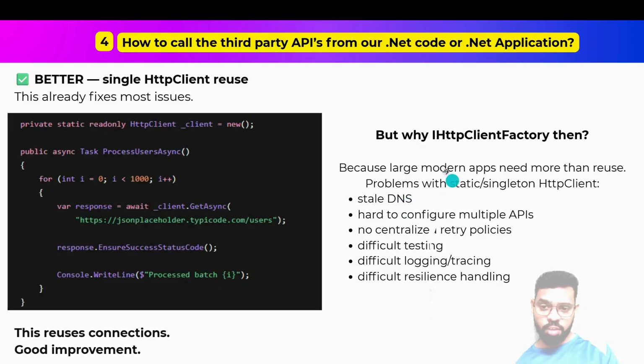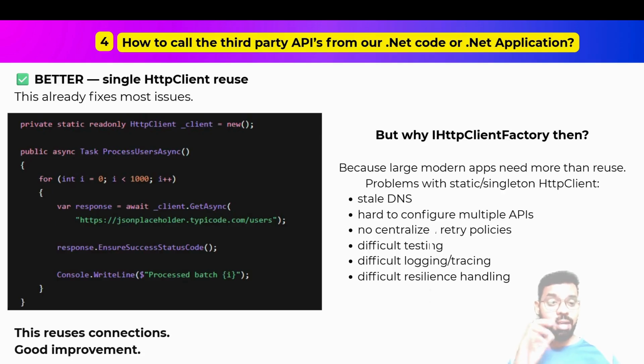These are the points we have mentioned here. The problem with a static or single HTTP client is a single DNS. It is hard to configure multiple APIs, because if we are using only a single API then it is easy, but it is very hard to configure multiple APIs. Then there is no centralized retry policy. If any of the requests is failing, it is very hard to centralize the retry policy.